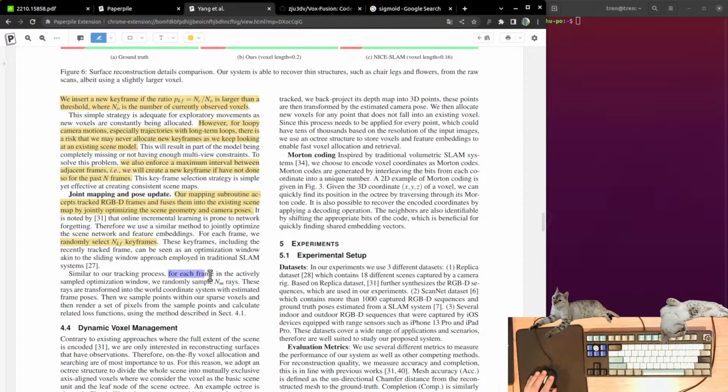Okay, and then for each frame in the actively sampled optimization window, we randomly sample in range. So frames, think of them as images. RGBD are actually 4 images or 4-dimensional images. And then from that, they sample rays, right? Which are kind of like individual pixels, individual rays coming out of that pinhole camera model.